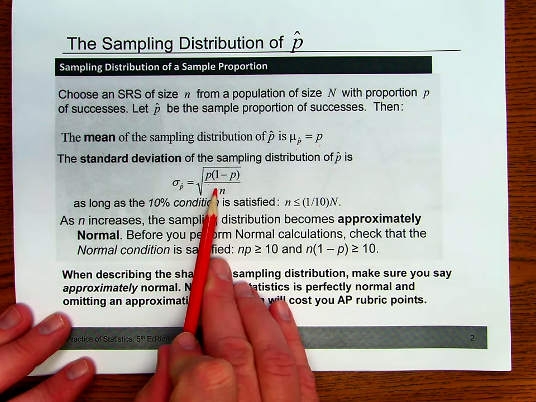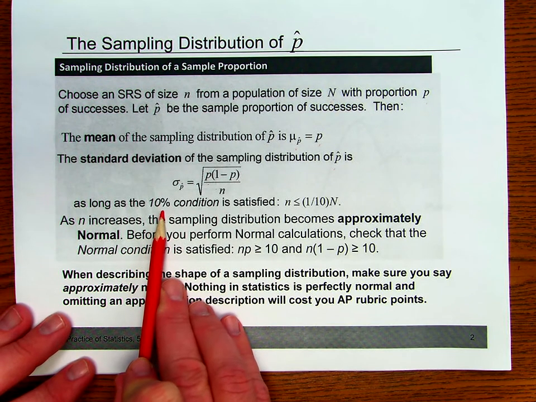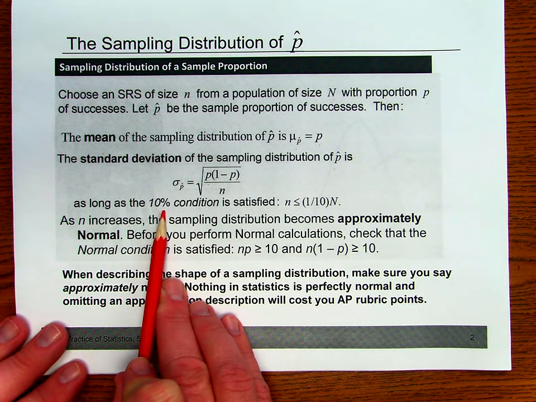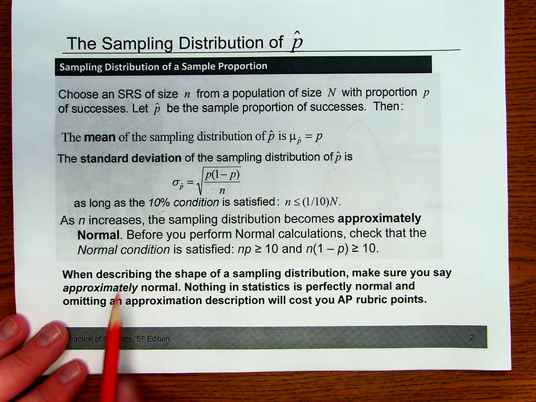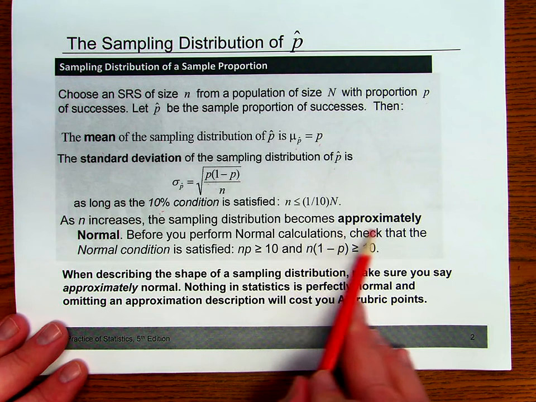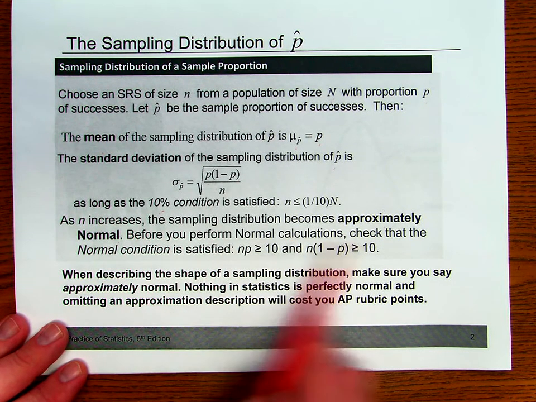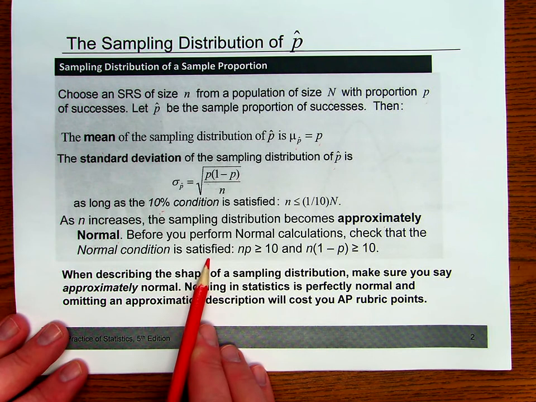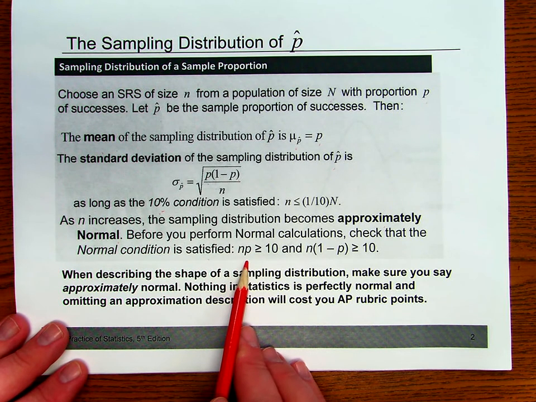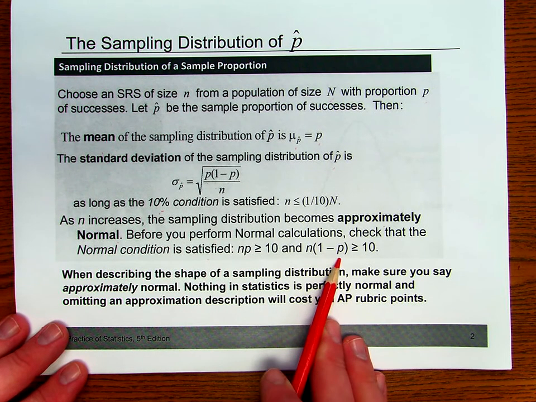Okay, this is a valid formula as long as the 10% condition is satisfied, meaning we're not allowed to sample more than 10% of the population. As n increases, meaning as the sample size increases, the sampling distribution becomes approximately normal. Before you perform normal calculations, check that the normal condition is satisfied. This is the same condition we checked in chapter 6. If our successes and failures are both at least 10, then we are going to be able to use a normal approximation.